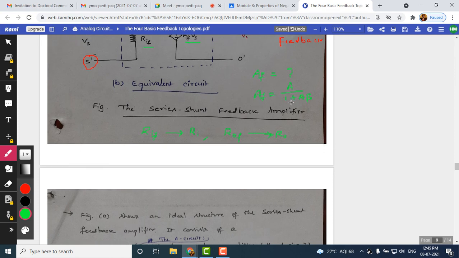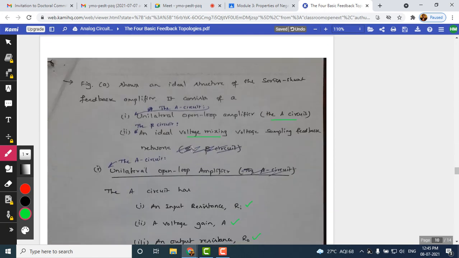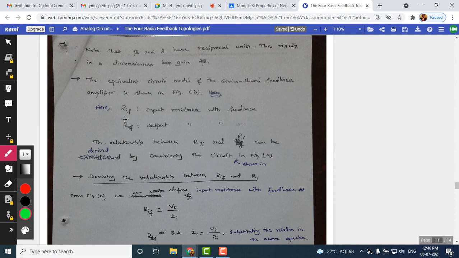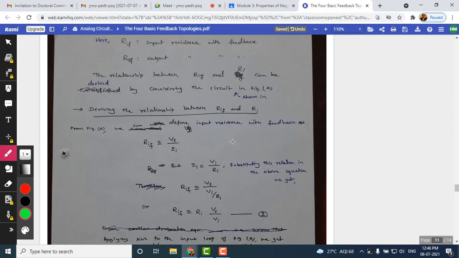This is the relationship. And now we need to derive the relationship between RIF and RI. Let us see in what way they are related to each other. RIF is the input resistance, ROF is the output resistance here. Now let us derive the relationship between RIF and RI. So let us define what is RIF.